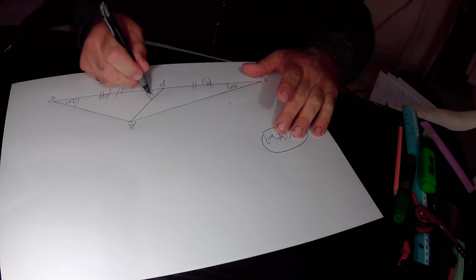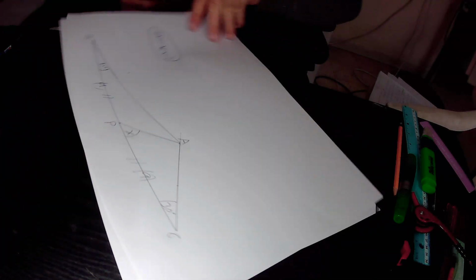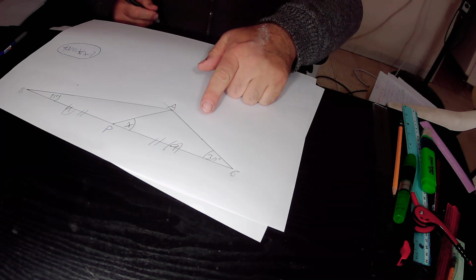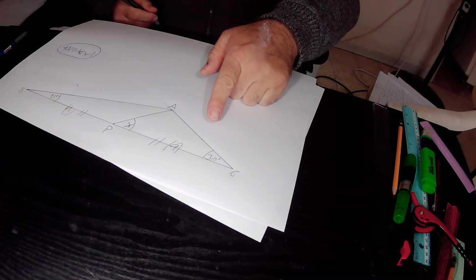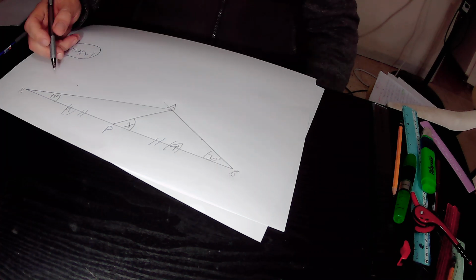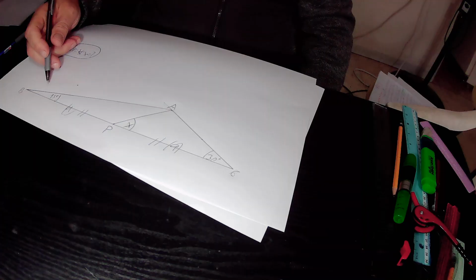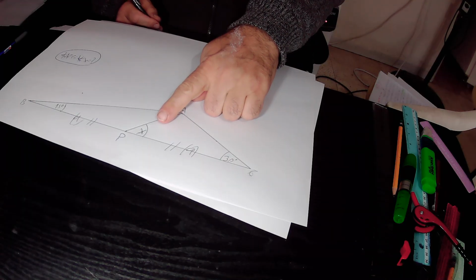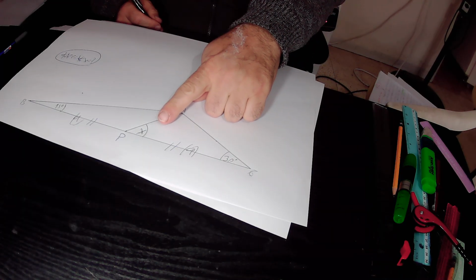In addition, we know that this is angle ACP equals 30 degrees in size. This is angle ABC equals 15 degrees in size. Again, our task is to find out the size of this angle APC equals x. So we have to find out the value of angle x.